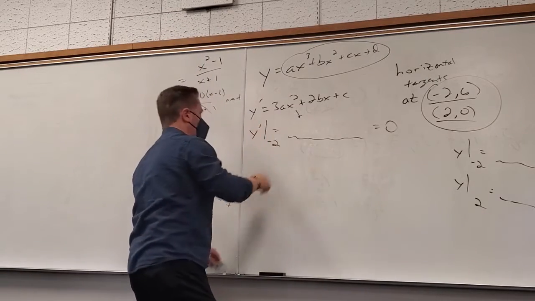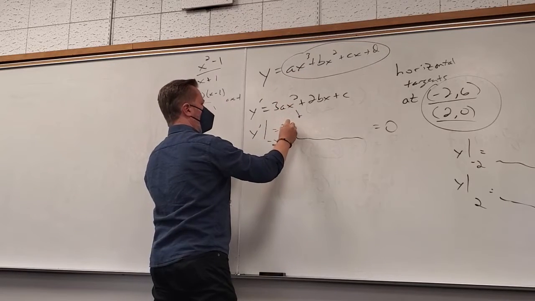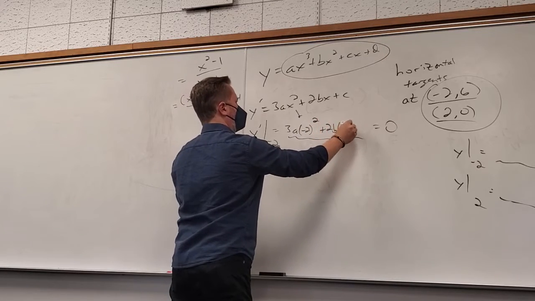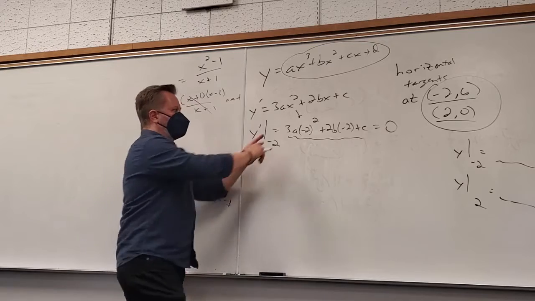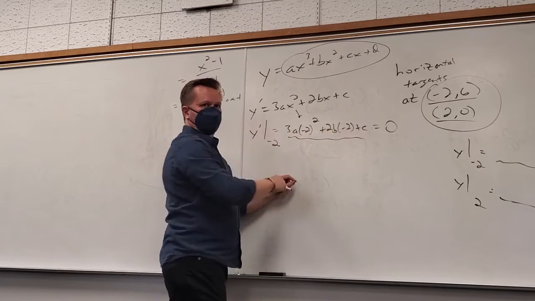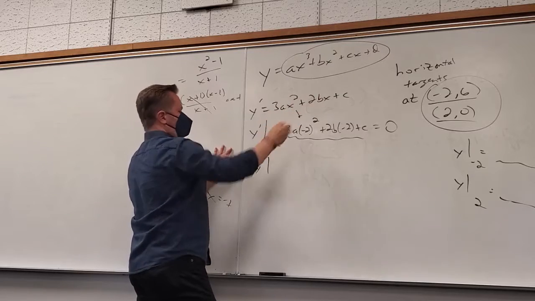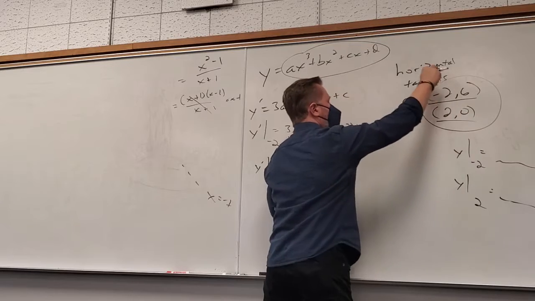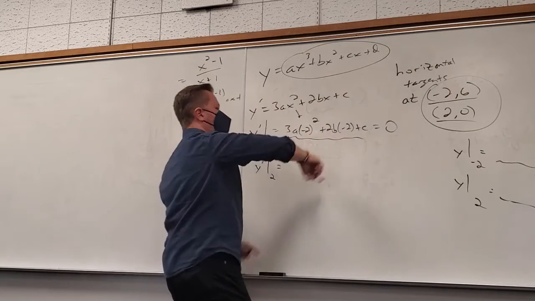So just to show you an example, this is the derivative, and if I plug a -2 in, I get 0. That's one relationship between A, B, and C, right? And if I plug 2 into it, I get 0, not because of this, right? So the derivative, plug a 2 in, equals 0.